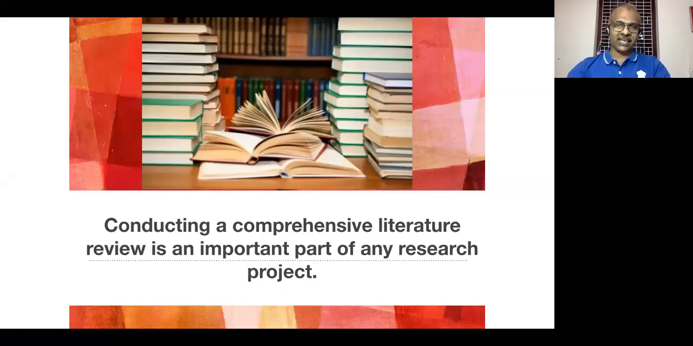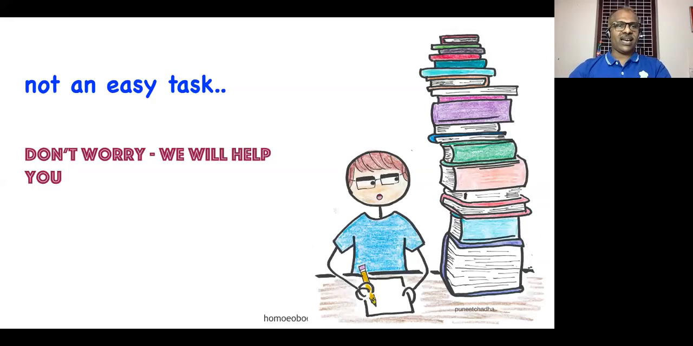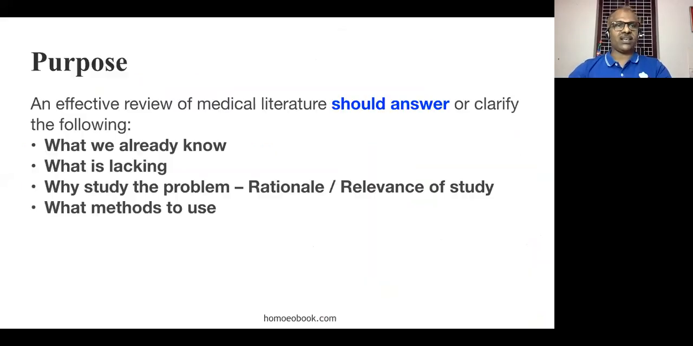So, conducting a comprehensive literature review is an important part of any research project. Always remember, this is an important part of any research project, including the postgraduate dissertation. And always remember, this is not an easy task. But don't worry, we will help you in an innovative way. Now, what is the purpose of a literature review? That should answer the following 4 questions.